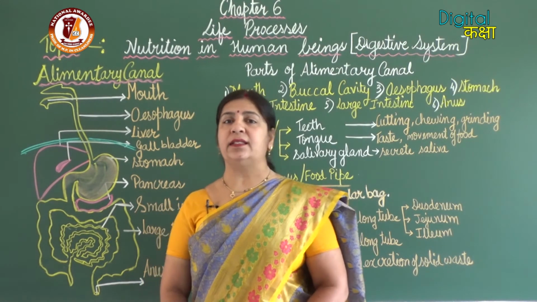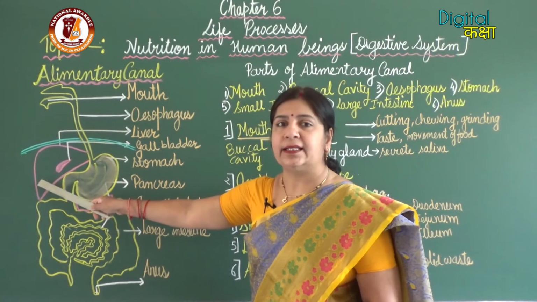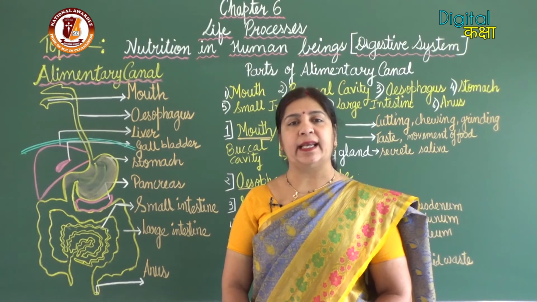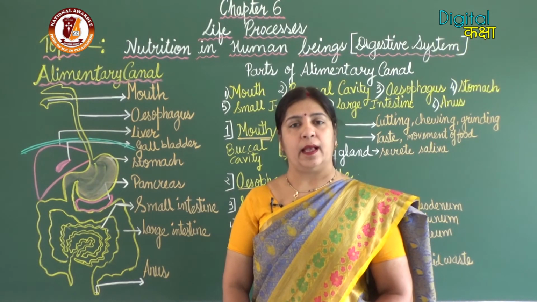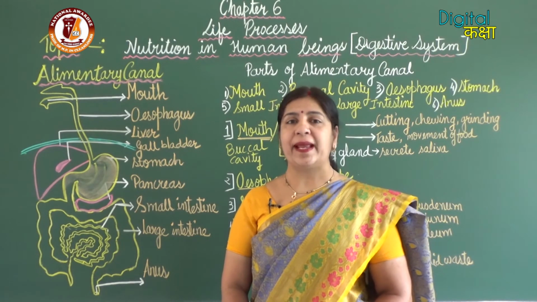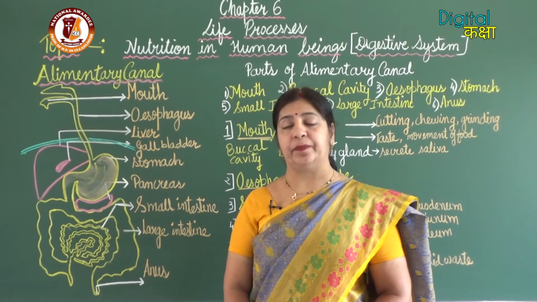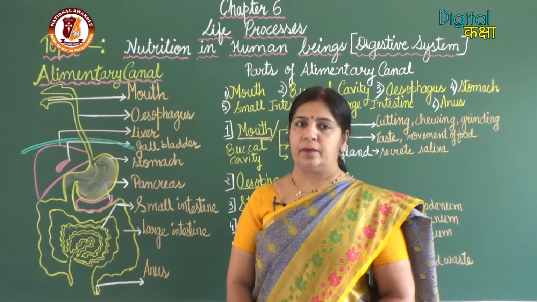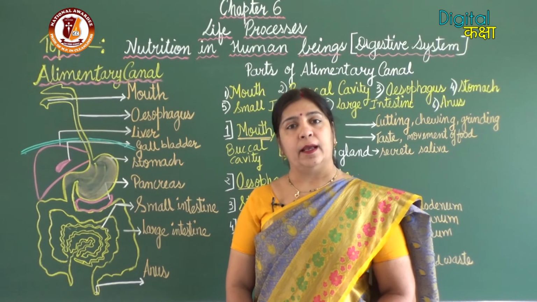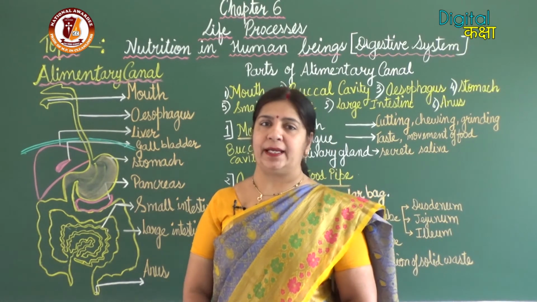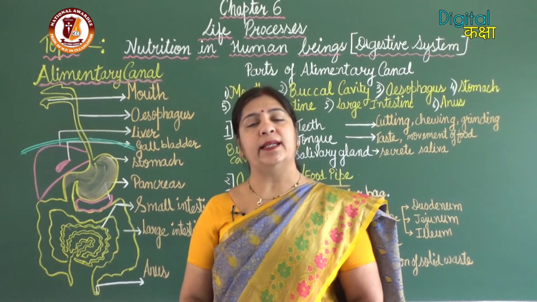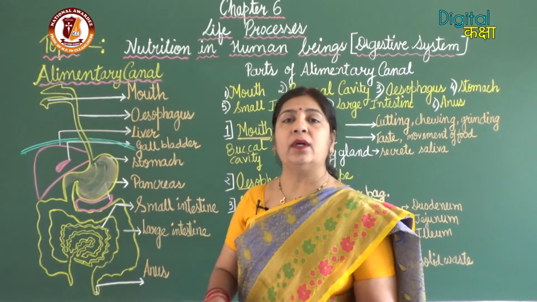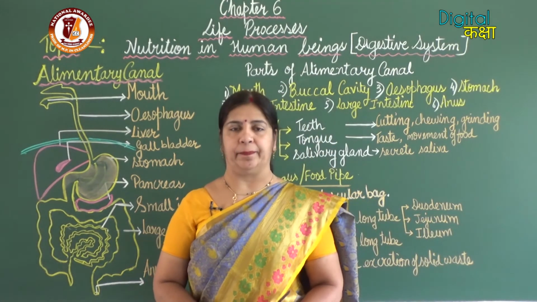The other gland is the liver, as you can see in the diagram. It is the largest gland of our body. The liver secretes bile juice, and bile juice makes the medium of food alkaline. So, bile juice is secreted through a duct from the liver. The bile juice which is secreted by the liver is stored in another gland which is known as the gallbladder. The gallbladder stores bile juice for some time.